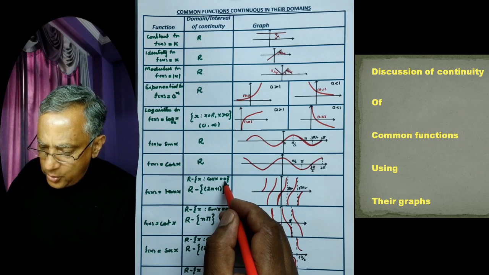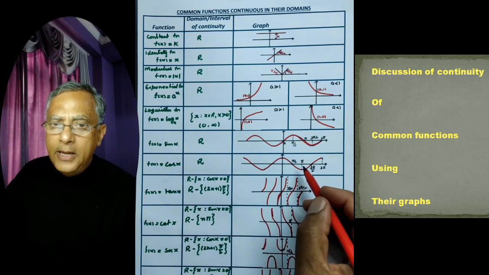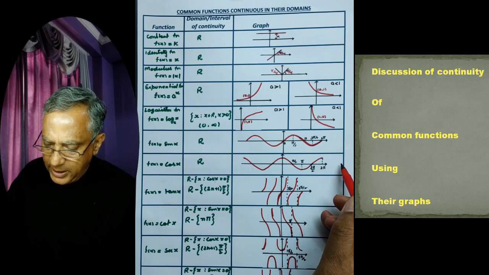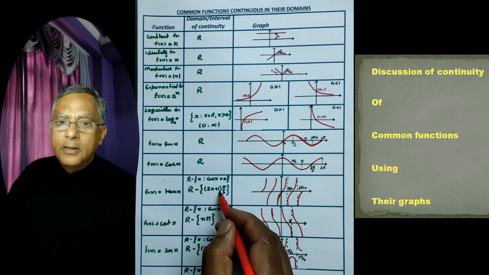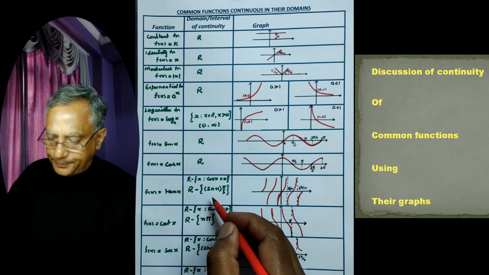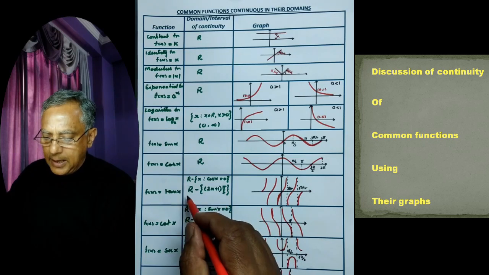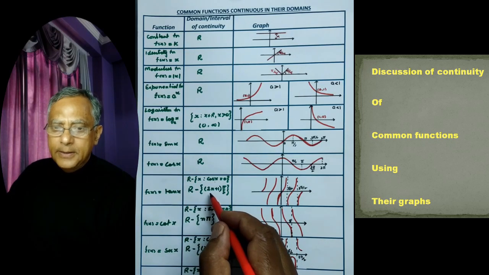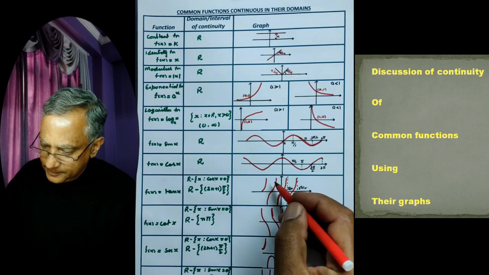And I have told you that cos x is 0 at odd multiples of pi by 2. That is, we have to leave the points which are odd multiples of pi by 2, where n is any integer. So the domain is R minus odd multiples of pi by 2. And the graph is this.